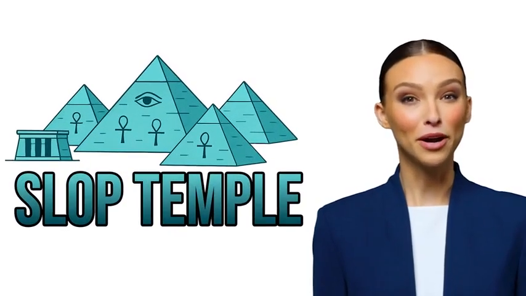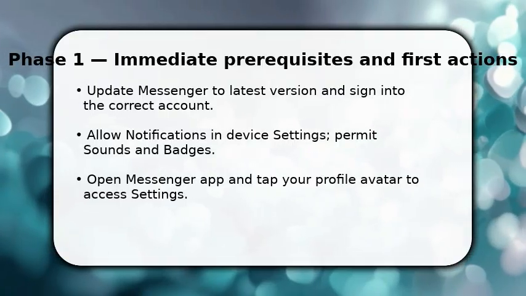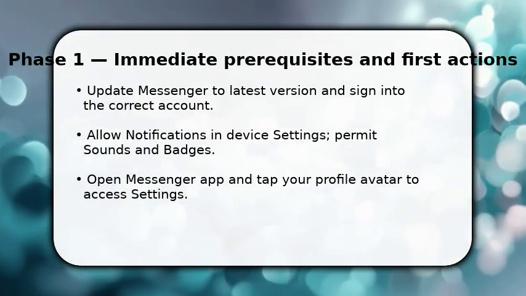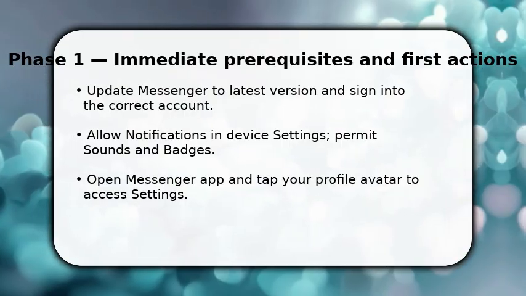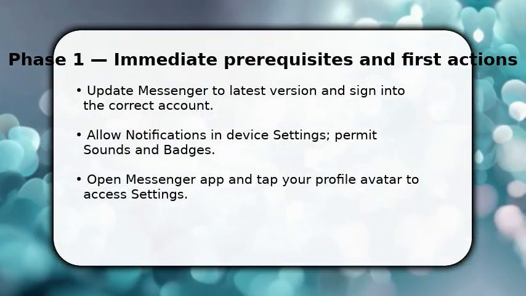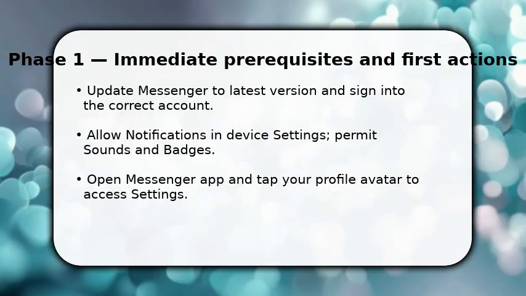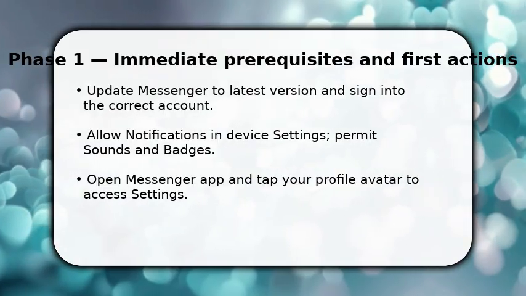We pray this video helps. You'll start by confirming the basics. Update Messenger and sign in because an outdated app can hide options. Once done, make sure notifications are allowed in your phone settings and that sounds and badges are enabled. This lets Messenger control audio.